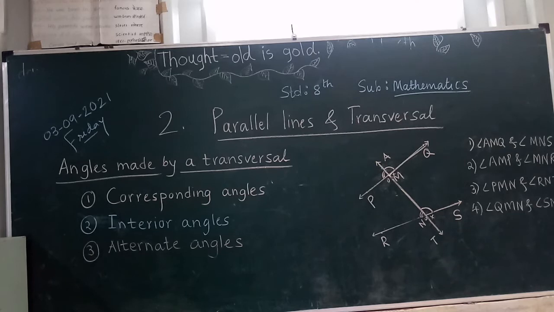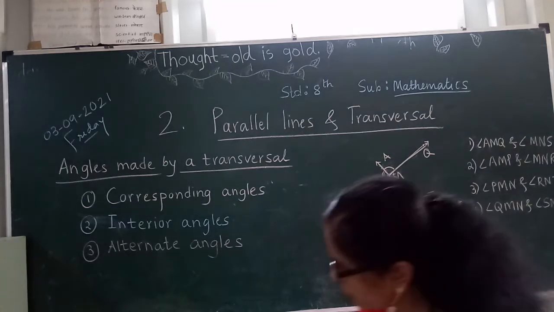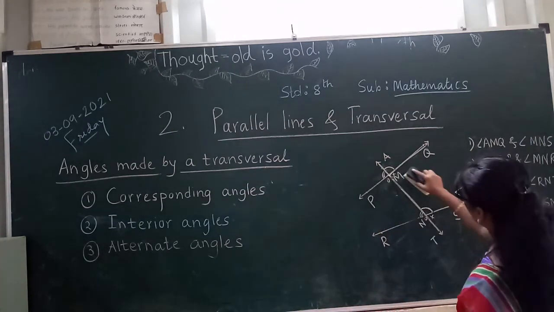Let us have a look at interior angles. So what is the definition of interior angles? Interior angles are a pair of angles which are on the same side of the transversal and inside. Okay? On the same side and inside.